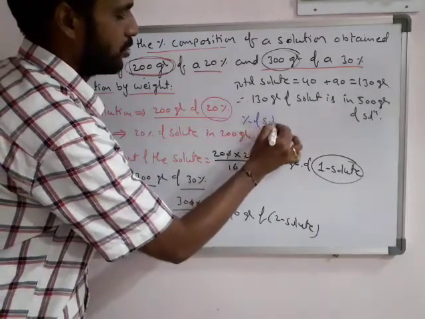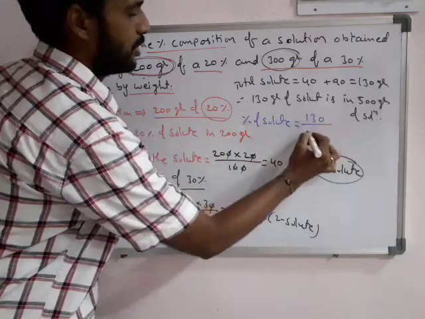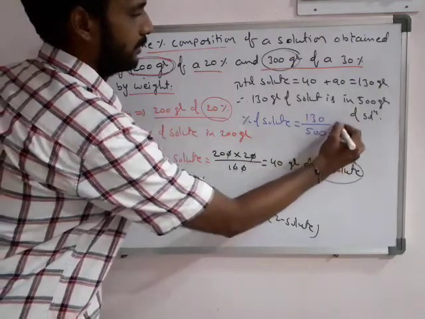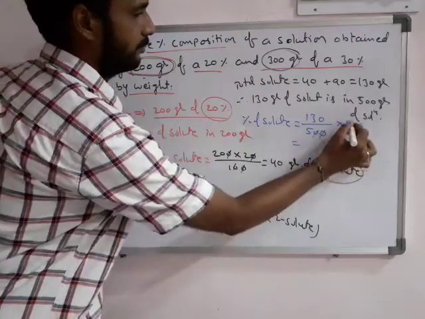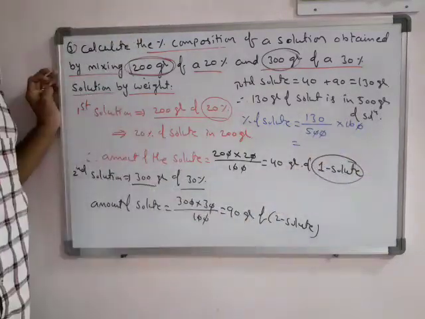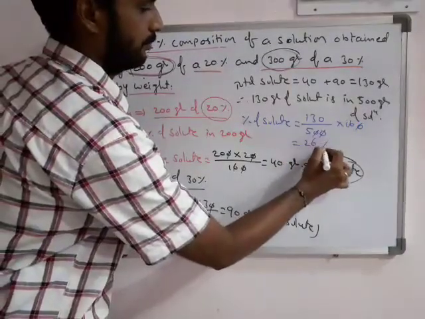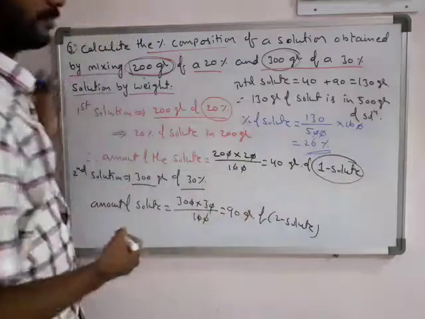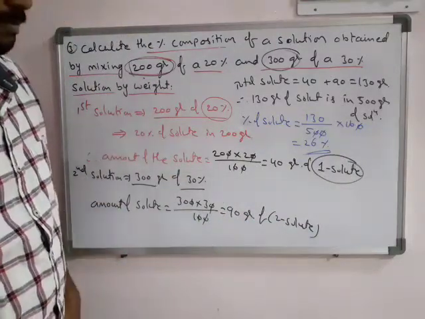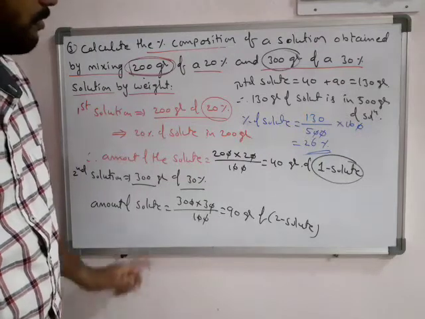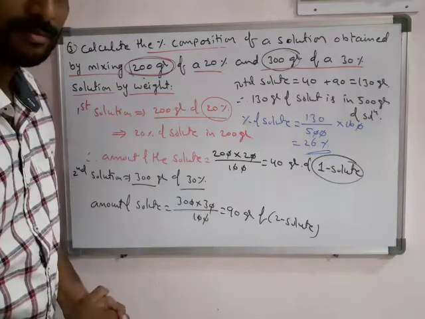The percentage of solute is equal to 130 by the total value, this is the 500, into 100. Okay, so approximately we will get 26%. So this is the calculation of the percentage of solute when 2 different solutions are mixed to make a solution. Okay, write it down.